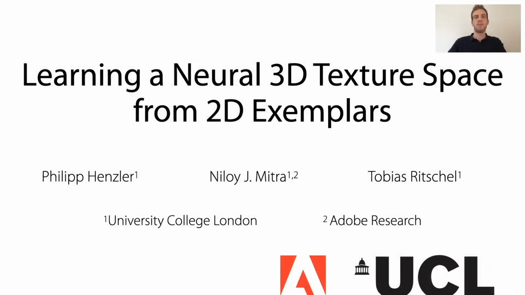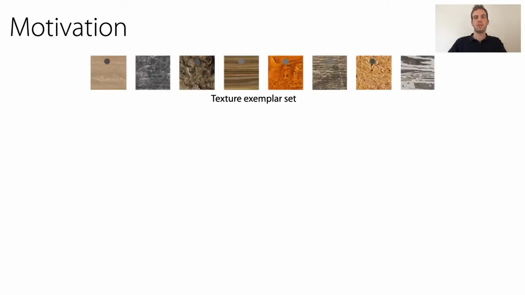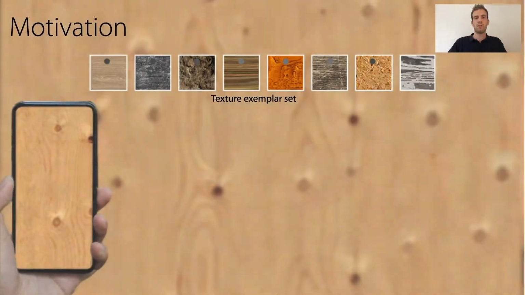Hi, I'm Philipp and I will introduce you to our work on 3D texture synthesis, namely learning a neural 3D texture space from 2D exemplars. For a given texture exemplar set, the goal of our work is to synthesize them. Such exemplars can be casually captured using a mobile phone.